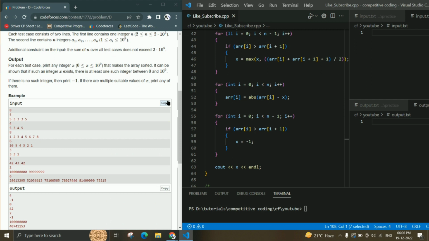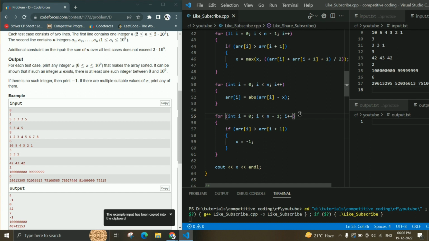So let's check the given test case of the problem. So it's working.